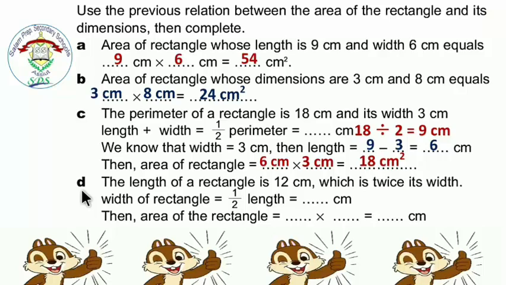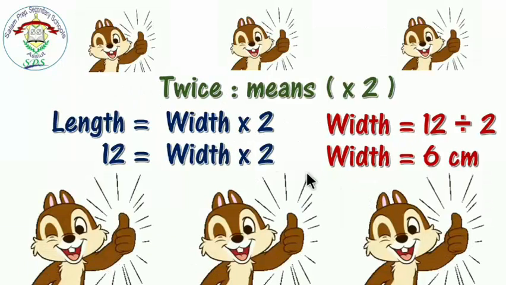The fourth one: the length of the rectangle is 12 centimeters. The length is twice the width. We know the length is greater than the width. This means the length equals 12, and 12 is twice the width. Twice means times 2. Please look with me, twice means times 2.